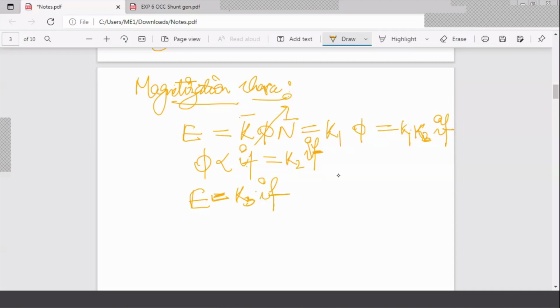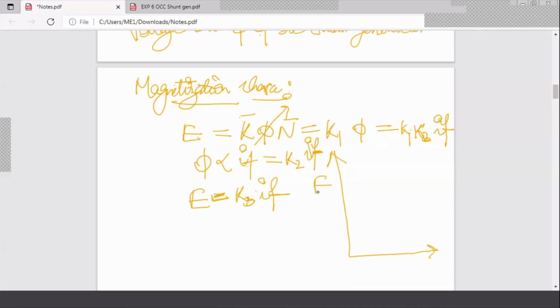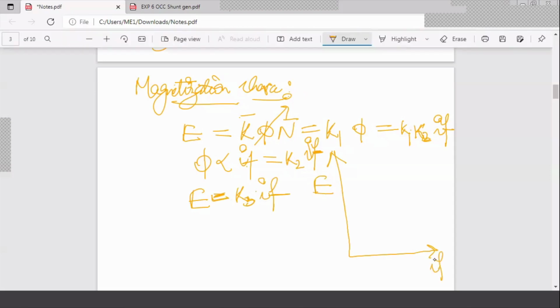So what will be the characteristics? If I ask you to plot this characteristics, you may directly say that if I'm plotting E on the y-axis and the field current on the x-axis, then how will be the curve? It should be a straight line, y is equal to mx. But that is not so simple, because even though we have related it as directly proportional, how was this induced EMF initially created? Even if the field current was 0, there was some generated EMF produced. Why? Because of the residual magnetism, right?